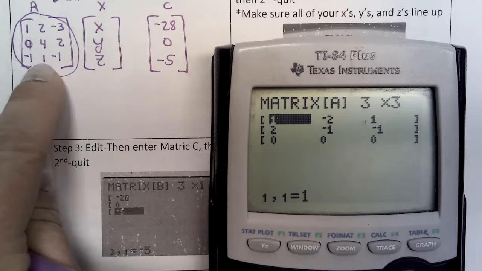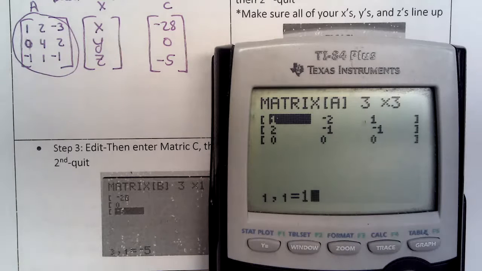And then I'm just going to put these numbers in, hitting enter after each one. So 1, 2, negative 3, 0, 4, 2, negative 1, 1, negative 1.